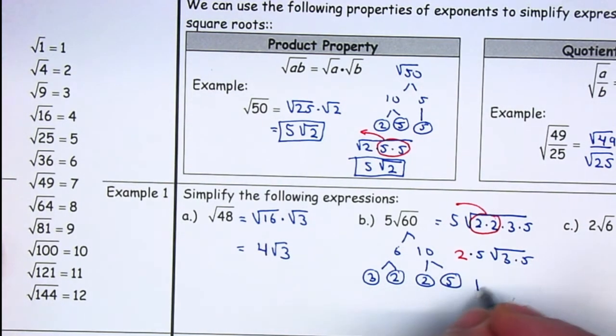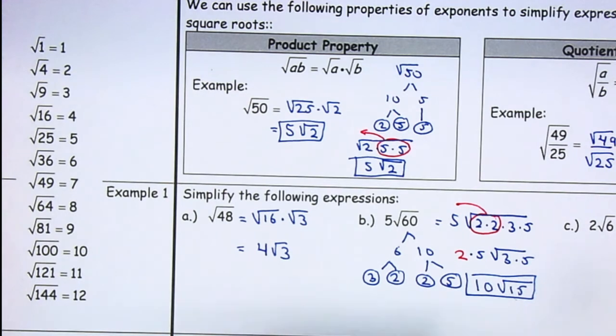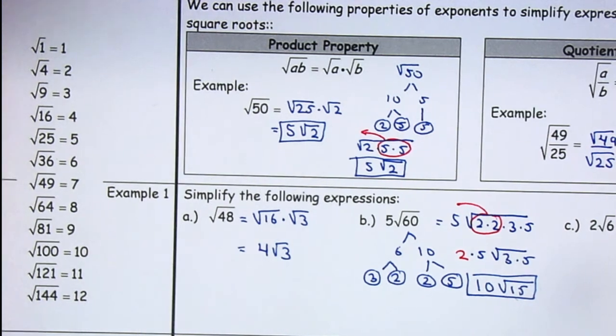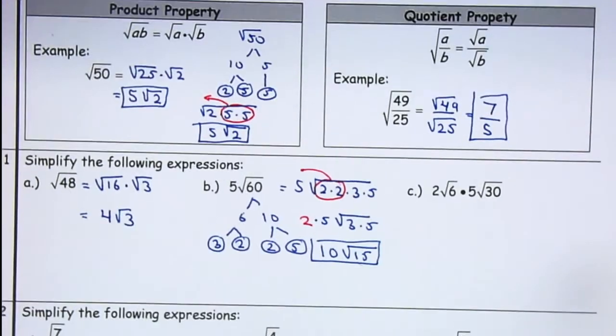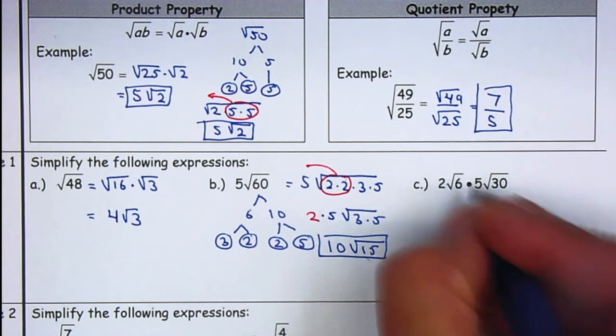I'm going to multiply 10. Inside, I'm going to multiply what's left inside, so 3 times 5 will be 15. So it's a simple process. Now notice that on example C, it's multiplying. So I'm going to go through the same process.